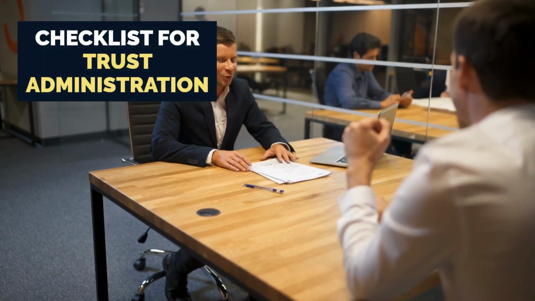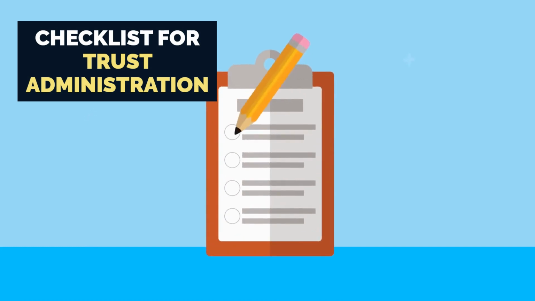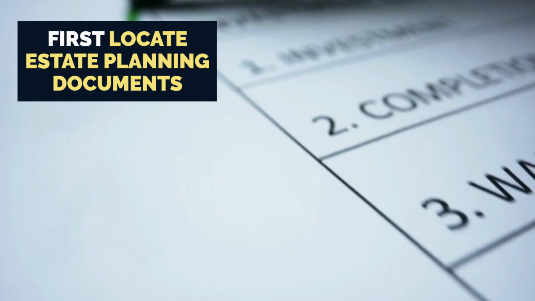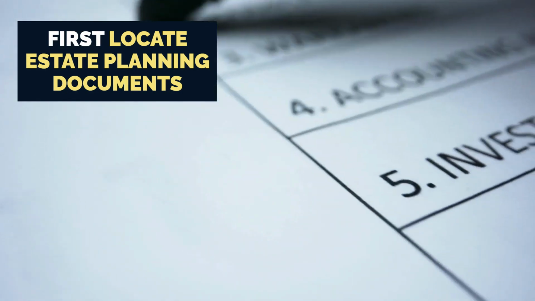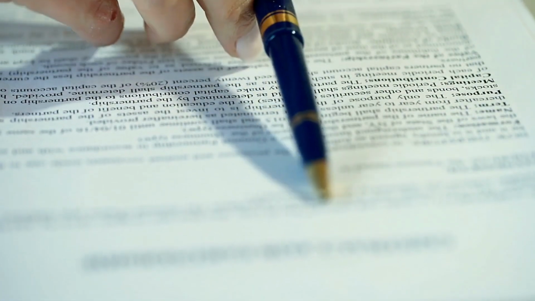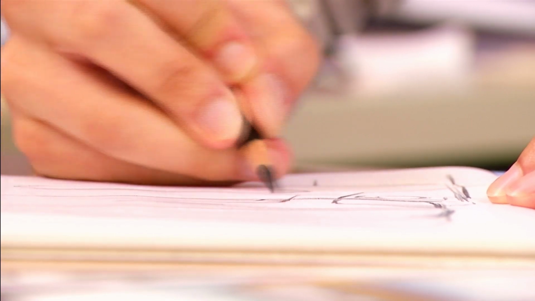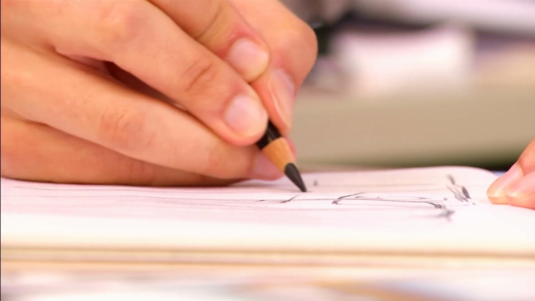To help you get started with the trust administration process, here's a checklist of some common trust administration functions and tips for the trustee. First, locate and review all estate planning documents. This includes the last will and testament, life insurance policies, powers of attorney, and any other documents that might be connected to the trust you're administering. Review them thoroughly so that you understand how they are all connected.